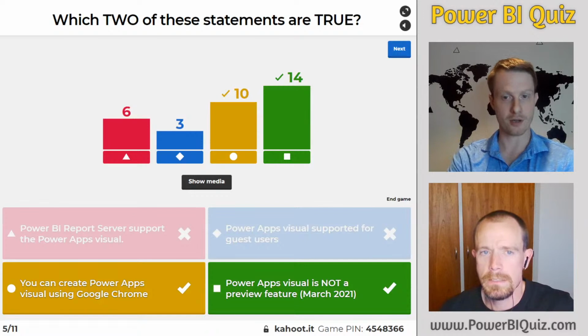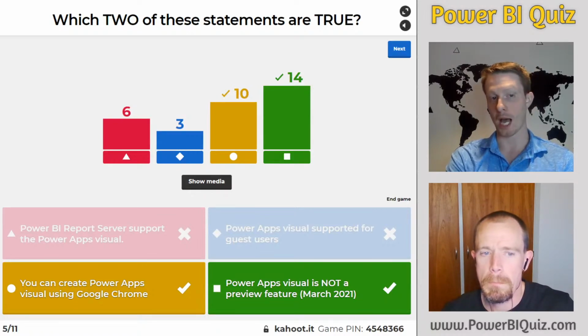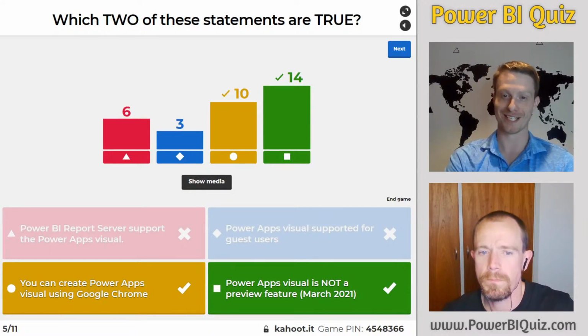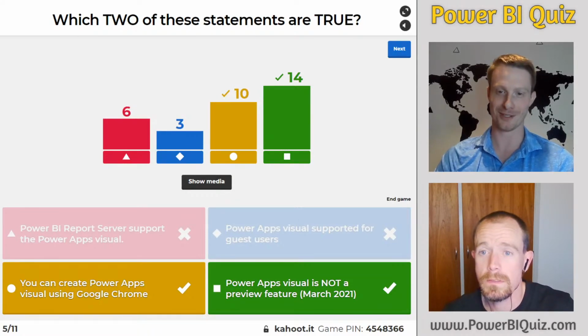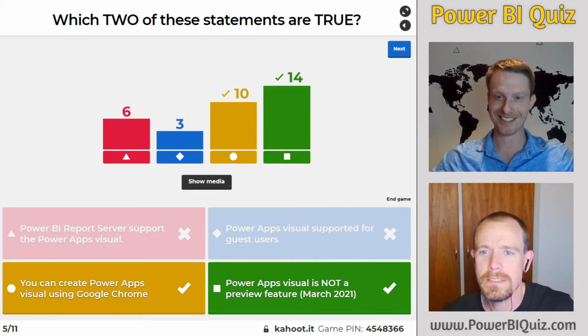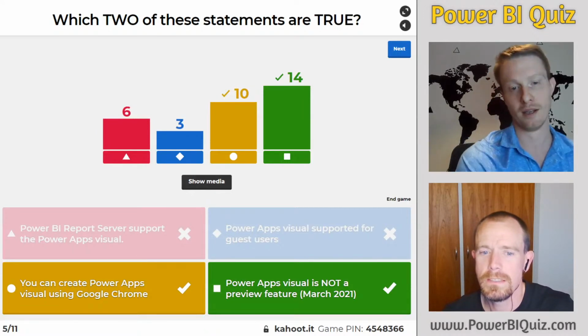Yeah. So these top 2 are false, due to the limitations with the visual: guest users can't do it, and it doesn't work in report server. You can create using Chrome, and this is when you add a visual, you click on it, and it says we're going to navigate you to, and it gives you this really long, ugly URL. It works in Chrome, it works in Edge. I think there's a couple of browsers that it doesn't work in. It's in the docs. I don't know all of them by heart, but yeah, Chrome and Edge, definitely you can do it in there.